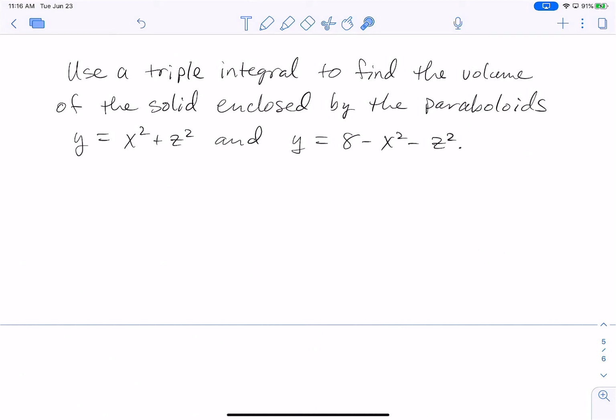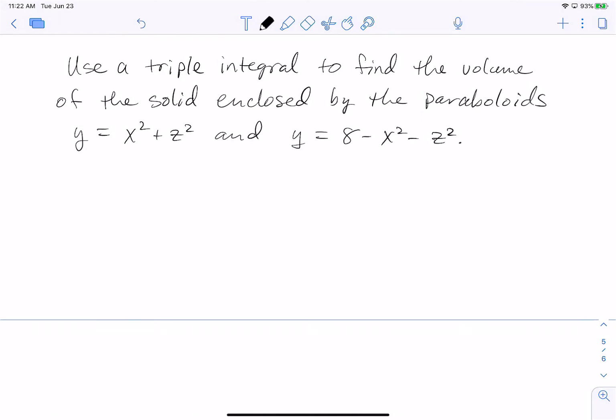Use a triple integral to find the volume of the solid enclosed by the paraboloids y equals x squared plus z squared and y equals 8 minus x squared minus z squared. I'd like for you to set this up, but I want to give you a little bit of guidance.